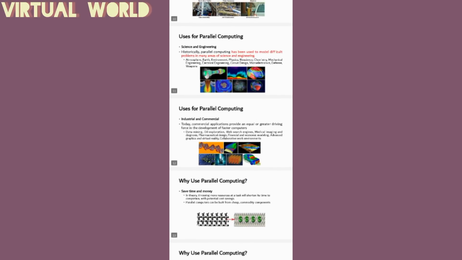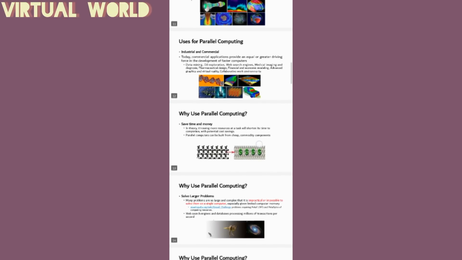Let's see what the uses of parallel computing are. First, in the field of science and engineering, parallel computing has historically been used to model difficult problems in many areas: atmosphere, earth, environment, physics, chemistry, bioscience, circuit design, microelectronics, defense, weapons, and electrical engineering. In all these fields, parallel computing is used.